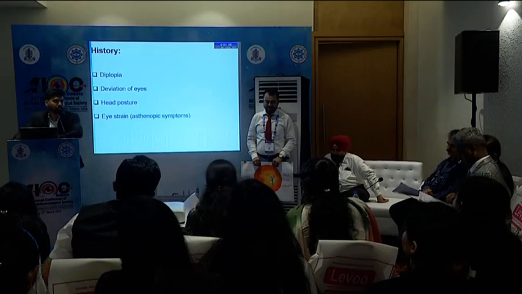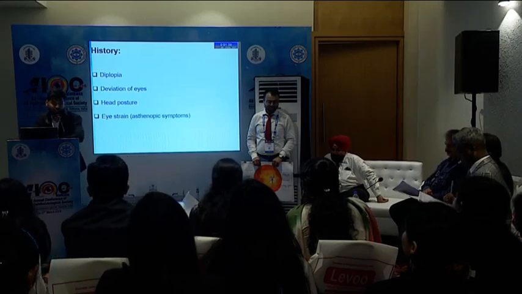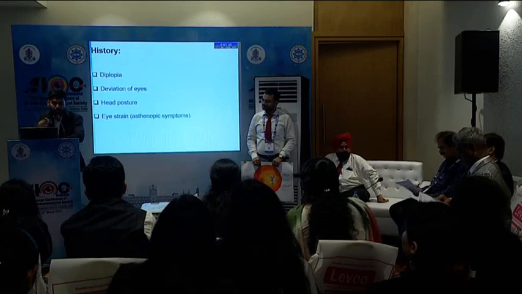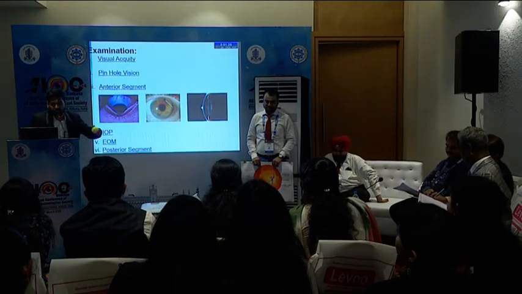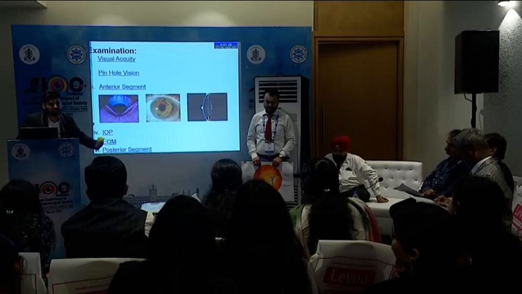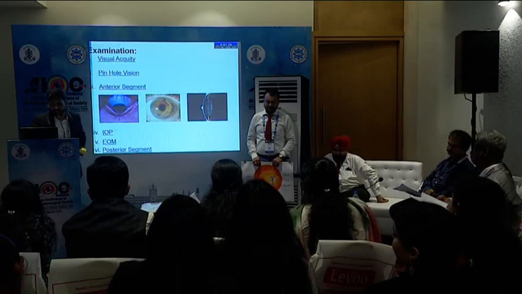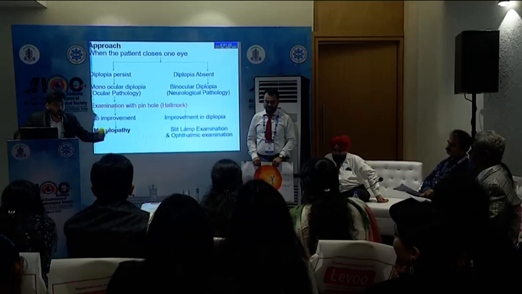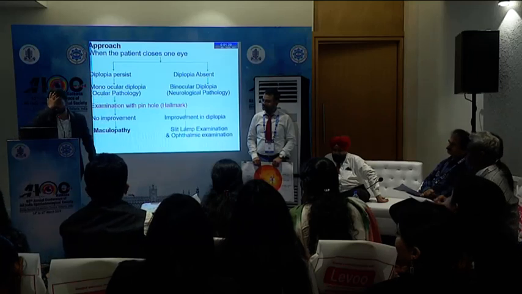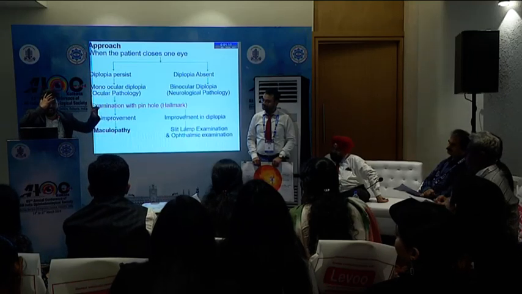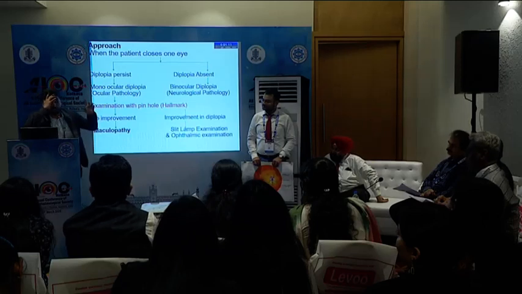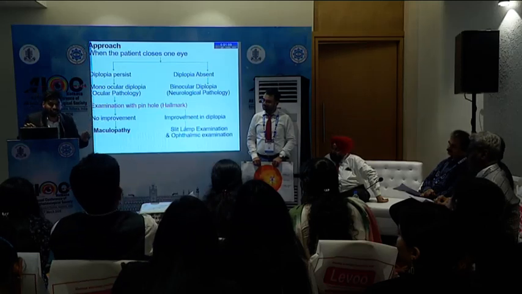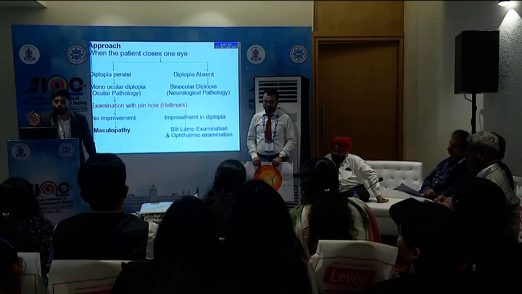Sir, how do we approach such a case? Yes, you have to take the history, mainly all the symptoms associated with diplopia. Also, when you examine, you have to focus more on the anterior segment, like Munson sign, peripheral iridotomy, or lenticonus. How will you approach a case of diplopia? Ask the patient to close one of his eyes. If the diplopia is absent, then that is binocular diplopia. It is a neurological pathology. Now, if one of the eyes is closed and the diplopia persists, then that is a case of monocular diplopia. It is an ocular pathology.